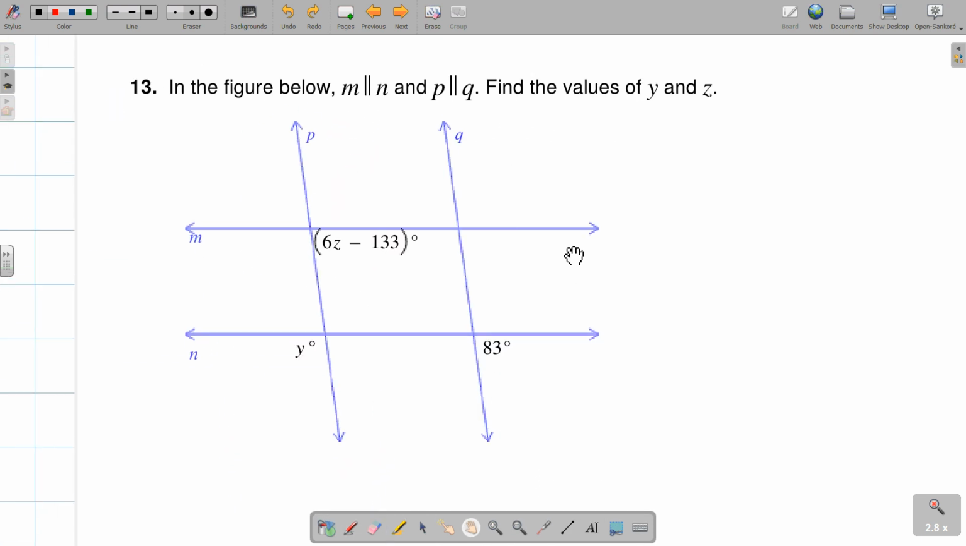Okay, so down here, it gets a little bit more complicated because I have two sets of parallel lines. Let's trace them. First, M and N are parallel. Let's trace them. There's something like this on your test. That's why we're doing this together. And then P and Q are parallel.